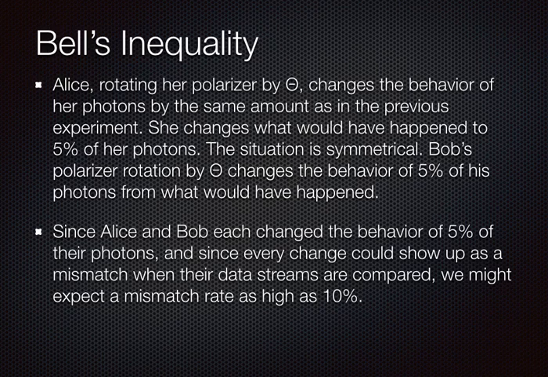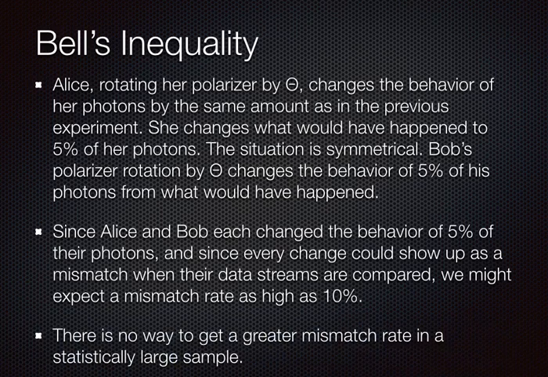And that's true. So if you go this way and 5% are off, if you go this way and 5% are off, in totality, we should have a maximum of 10% mismatch. Everyone buy that? Now I say expect because in reality, it's actually less than 10%. And the reasoning is simple. There's no way to get a greater mismatch rate in a statistically large sample. So there's no possible way that rotating one and getting a 5% rate and rotating the other one the same and getting a 5% rate, there's no way that overall you can have more than 10% mismatch rate.